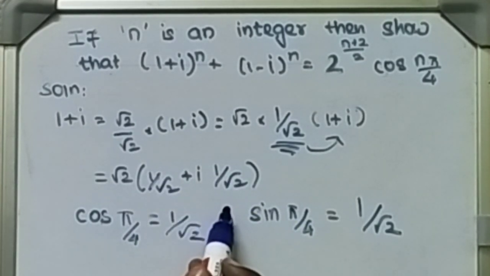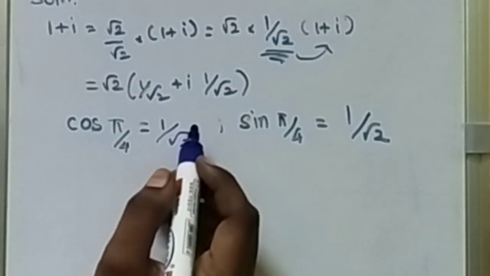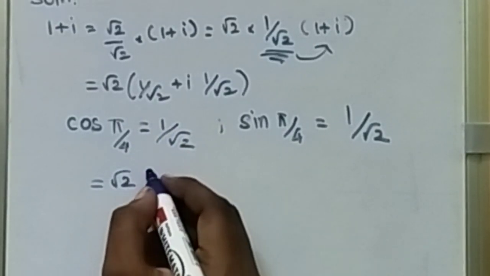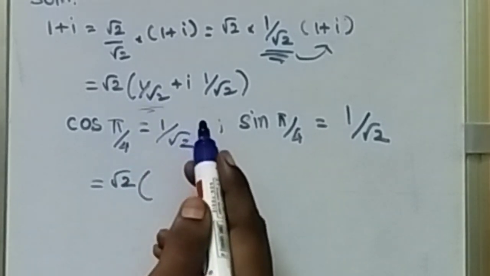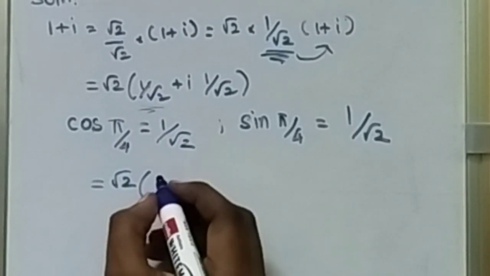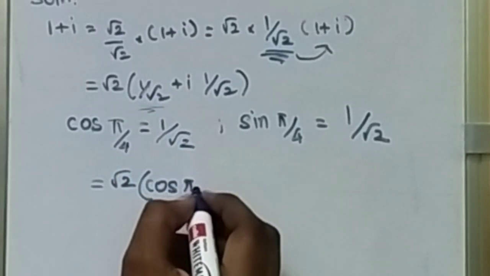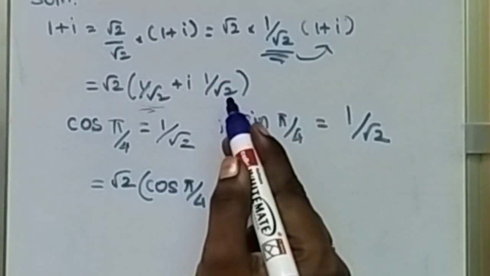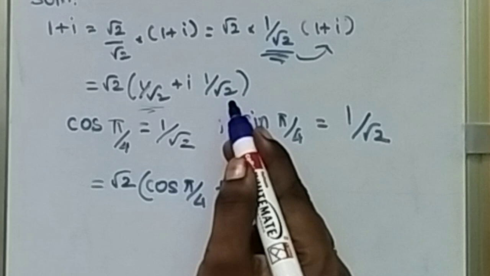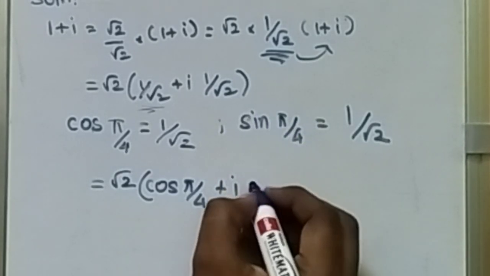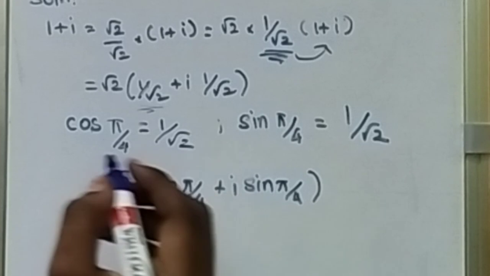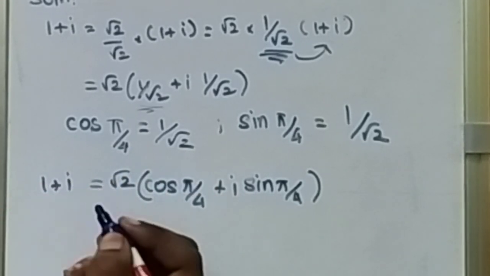will change into the form of cos theta plus i sin theta. Shall we do that? Yes. So I am keeping root 2 as it is. For this real part 1 by root 2, I am substituting cos pi by 4. For this imaginary part 1 by root 2, I substitute sin pi by 4. Super. This is 1 plus i.